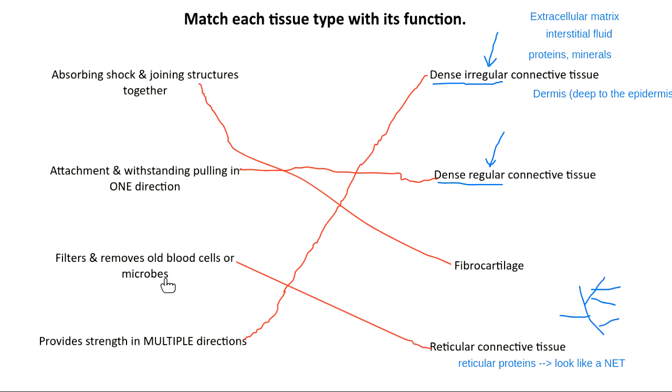We also see reticular connective tissue in places like the spleen, where we're doing a lot of filtering of our blood. So reticular connective tissue found in places where we pull out bacteria, found in places where we pull out blood cells to recycle them. Reticular connective tissue with these branching proteins.